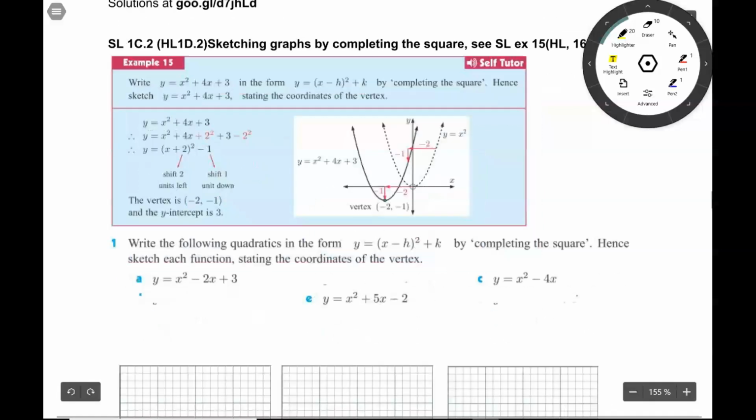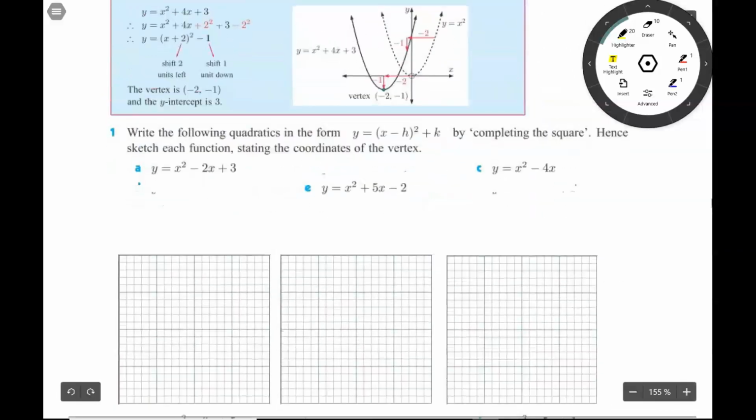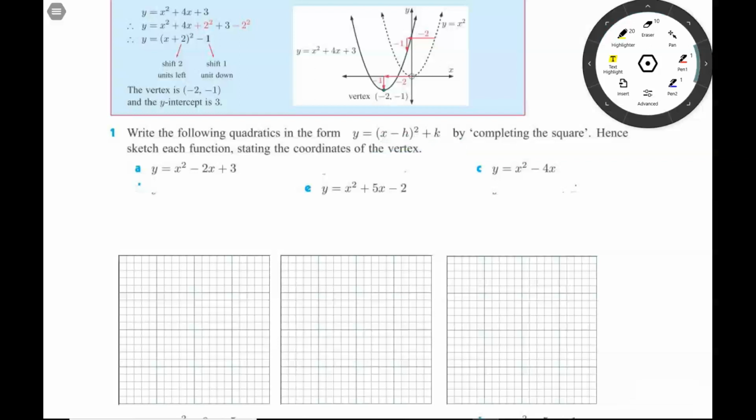Okay? All right. Write the following quadratics in the form by completing the square. And notice this is vertex form, right? So vertex form means that you're using the HK form. And one of the ways to get into the HK form is by completing the square, but there's other ways to do it. So first we'll do it with completing the square. So we're going to take this and complete the square. First thing you need to do to complete the square is find a magic number. The magic number is the number that you wish was here instead of the 3.